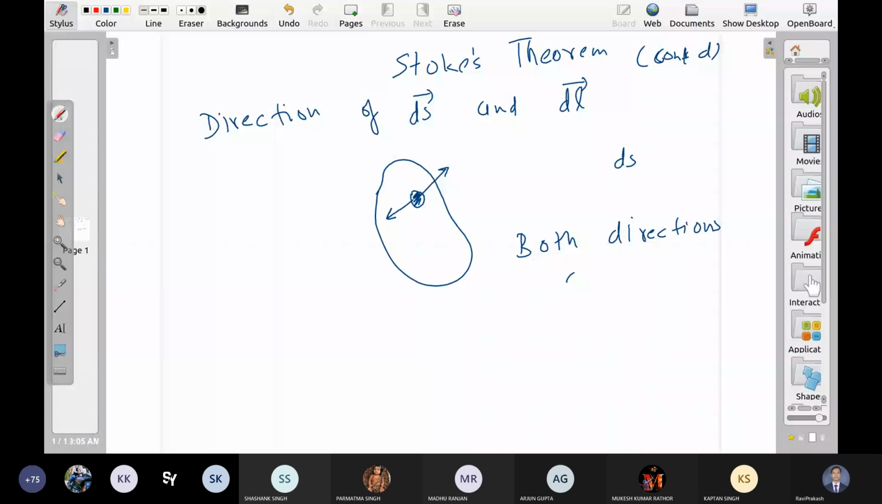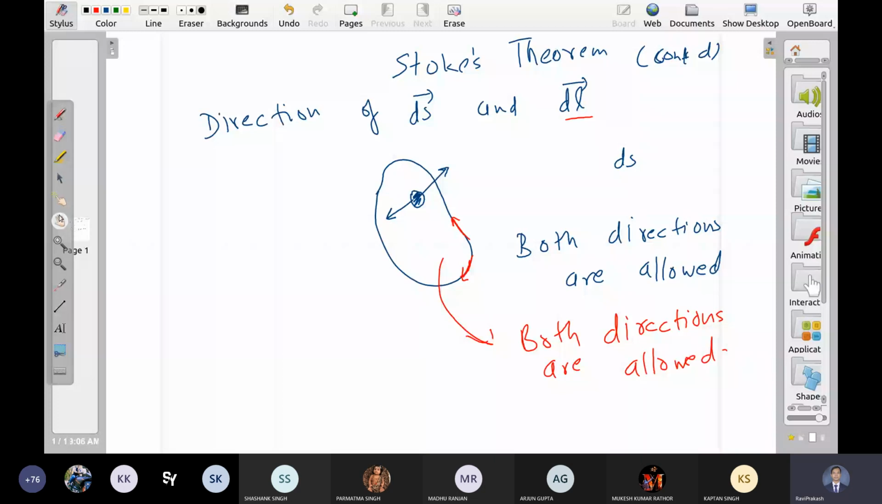Not only this, what about this dl? dl is the integral on this loop. So either you can go anti-clockwise, means like this direction, or you can also go clockwise, means this direction. Okay. So here also, and some of you answered correctly last time.